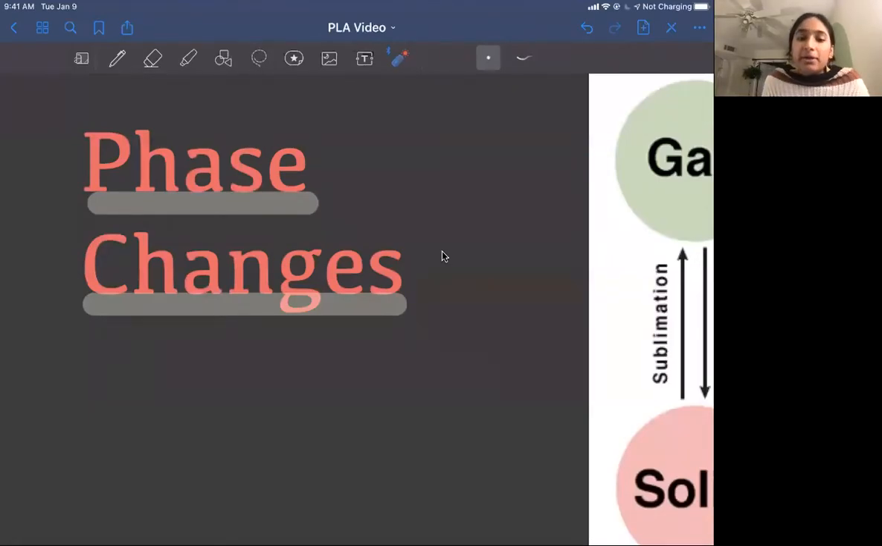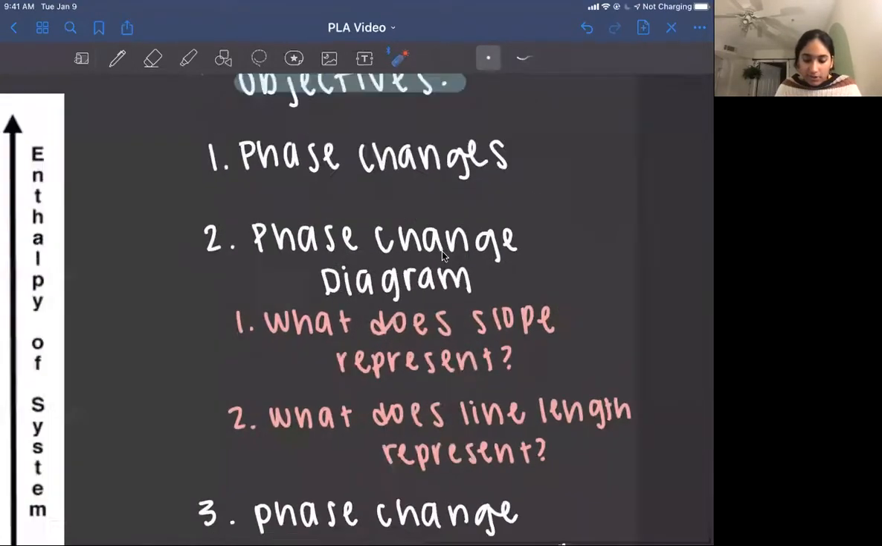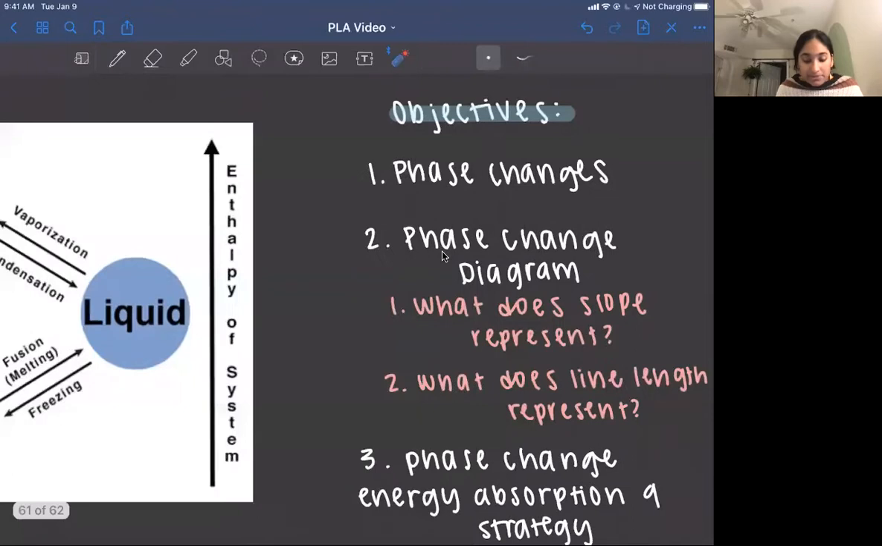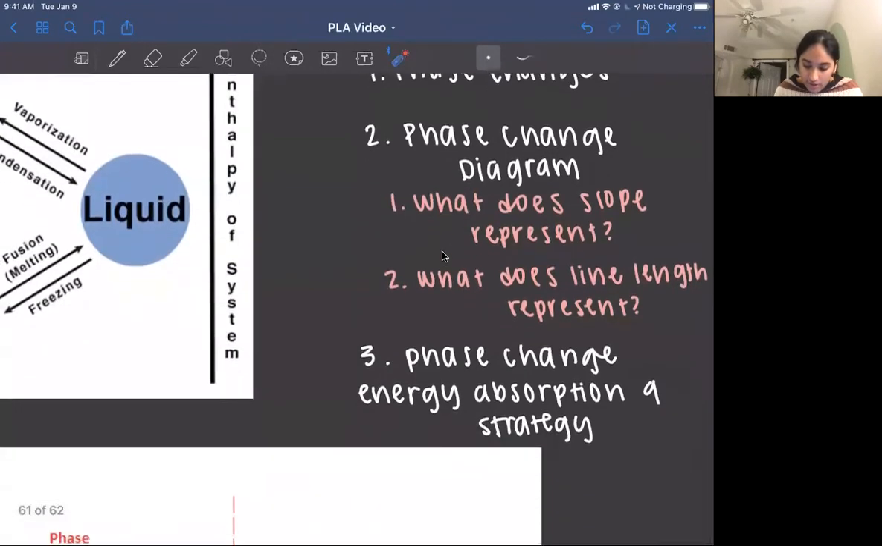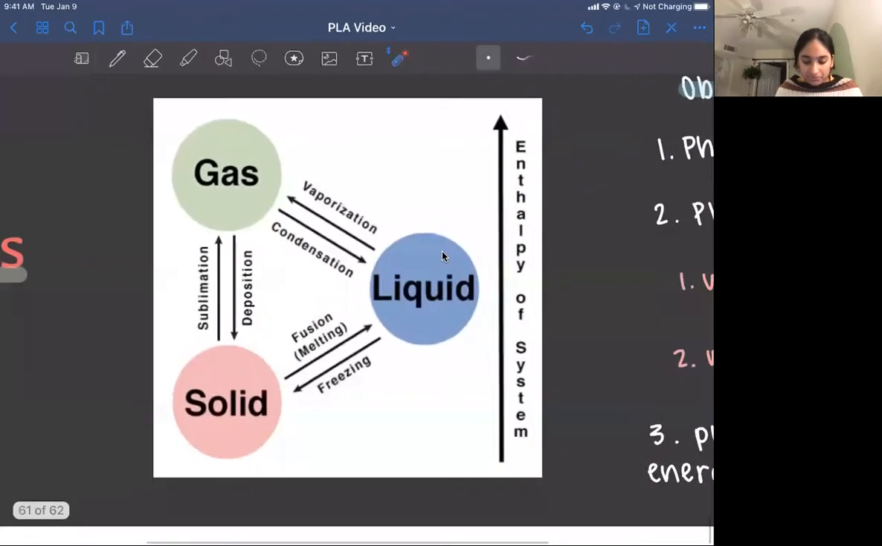Okay, so today I'm going to go over a lesson on phase changes, and there's three major objectives I want to cover. The first is the different types of phase changes, and then the phase change diagram. And there's two parts of that phase change diagram I want to cover, what the different slopes represent, and also what the line lengths represent. And then finally, I want to cover a phase change energy absorption question and go over some strategy and tips to work through that question.